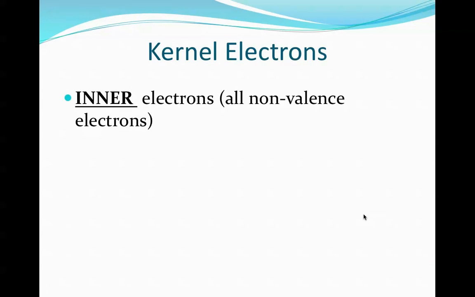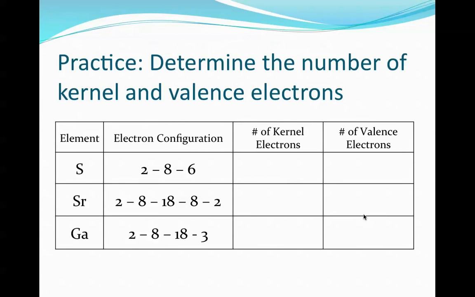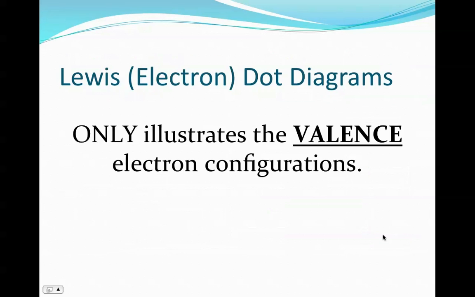We just talked about the valence electrons, and very briefly, the kernel electrons are all the inner electrons, so all the non-valence electrons. So if we look at these 3 elements' configurations, the valence electrons are just going to be the ones in the outermost shell. The kernel electrons are the sum of all the inner electrons. So for sulfur, you have 10 kernel electrons and 6 valence. For strontium, you have 36 kernel electrons and 2 valence. And then for gallium, you have 28 kernel electrons and 3 valence electrons. So it's important, especially with the valence electrons, that you have an easy time picking out how many there are.